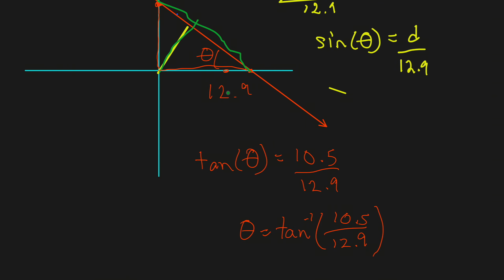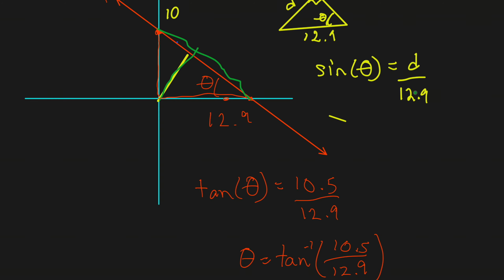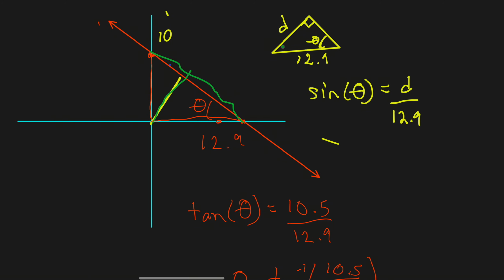And so once we have that angle, we take sine of that angle, we multiply by 12.9, and that's going to give us the distance from the line to the origin. And again, the trick to answering this question is recognizing that this line here is going to have a variable distance, and the optimized distance occurs when it is perpendicular to the slope of this line.